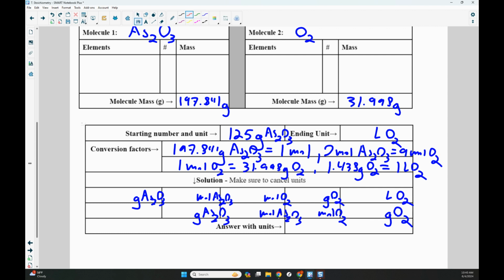So check it out here, how things can cancel. Grams of diarsenic trioxide cancels. Moles of diarsenic trioxide cancel because they're on top and bottom. Moles of O2 cancel because they're on top and bottom. Grams of oxygen cancel. And I am left with liters of oxygen, which is what I am trying to end with. So that is a good sign that I've set everything up correctly if I'm ending with the correct units. So last thing here is I plug all of this information in.